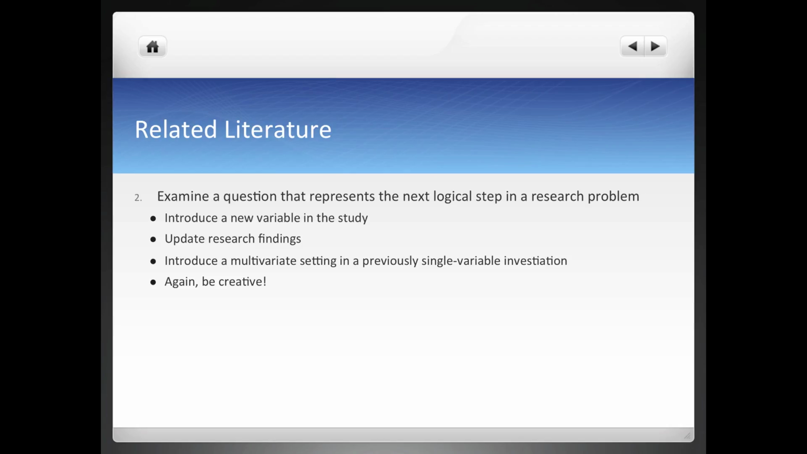Number 2, examine a question that represents the next logical step in a research problem. Something you may do there is introduce a new variable in the study. You may seek to update research findings. You may introduce a multivariate setting in a previously designed study that was proposed on a single variable investigation. So again, be creative. Think. Prepare.